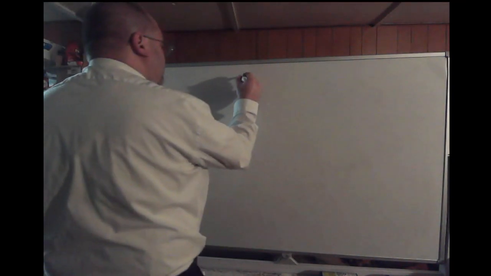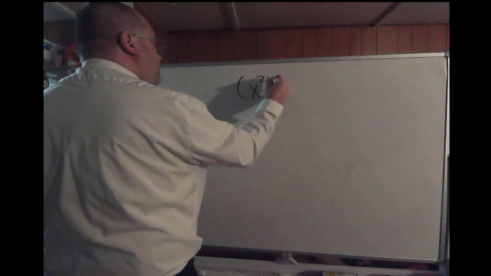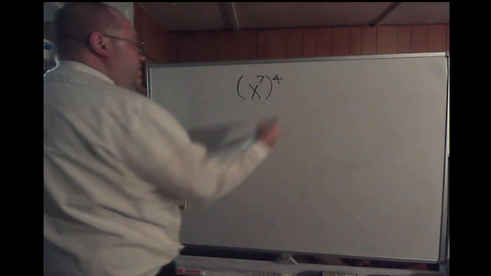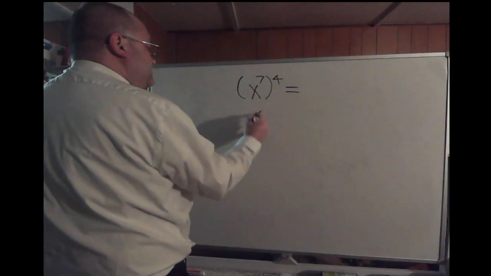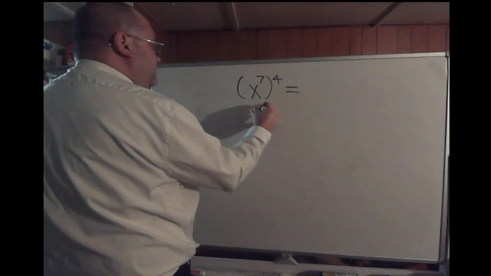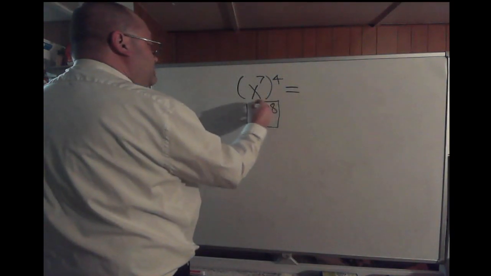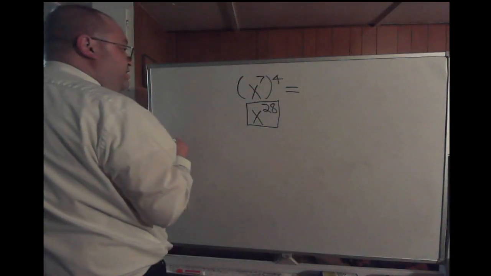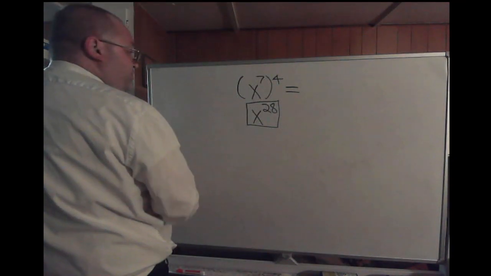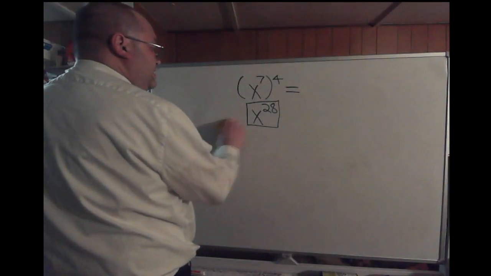Alright, let's see. We have x to the seventh, that quantity, to the fourth power. Well, you're going to keep the same base, x, but you're going to take the two powers, 7 times 4, multiply them, which should give you x to the 28th power. So the answer would be x to the 28th power. You do that whenever you have a power to a power, you just multiply the two powers.